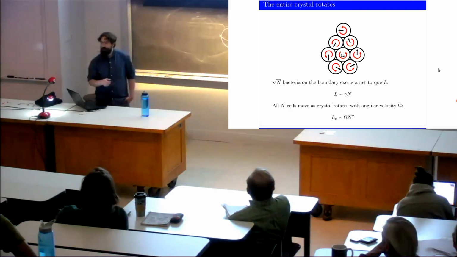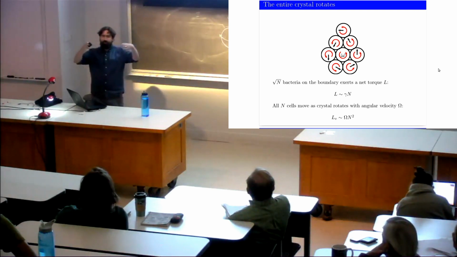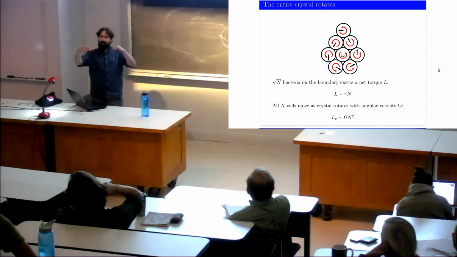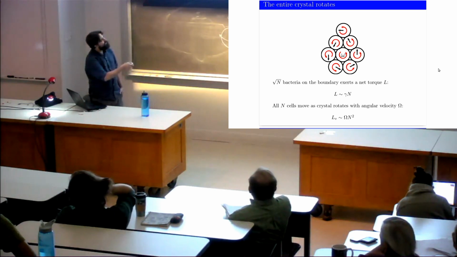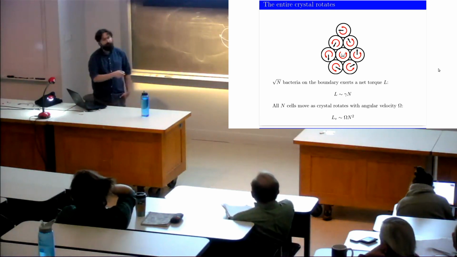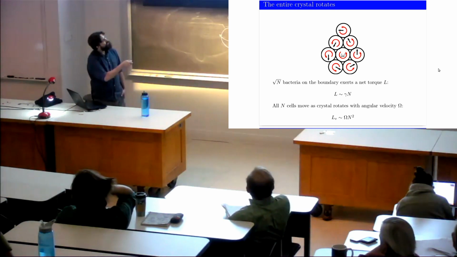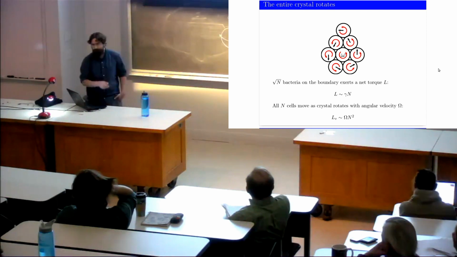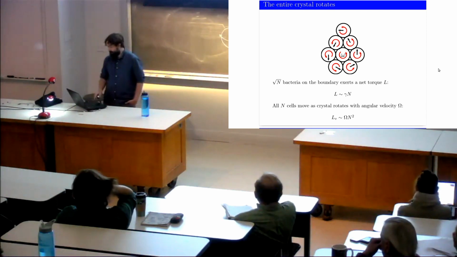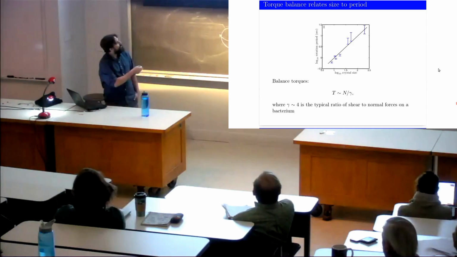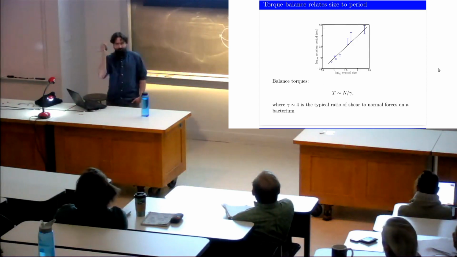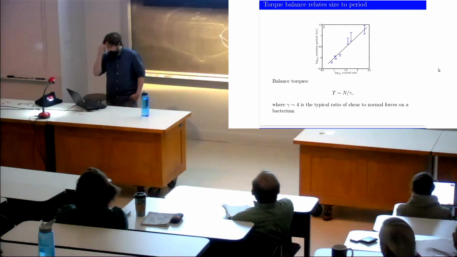And then you can work out what the viscous torque is associated with taking a disk and rotating it through the fluid. So the viscous torque is proportional to the angular velocity times the number of cells squared. So balancing the torque generated by the cells to the viscous torque, you can solve for omega, and you get how the period depends on the number of cells, and it works reasonably well.